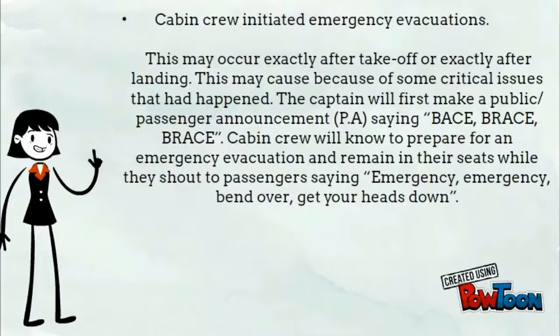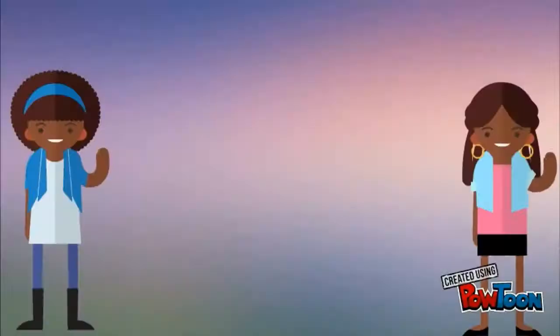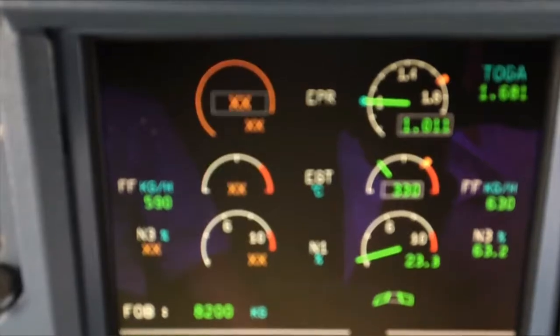After landing, for example in water, the cabin crew announces to passengers, telling them to release seatbelts, grab life jackets, come this way and jump. This is when everyone is evacuating the aircraft and may also be called ditching.